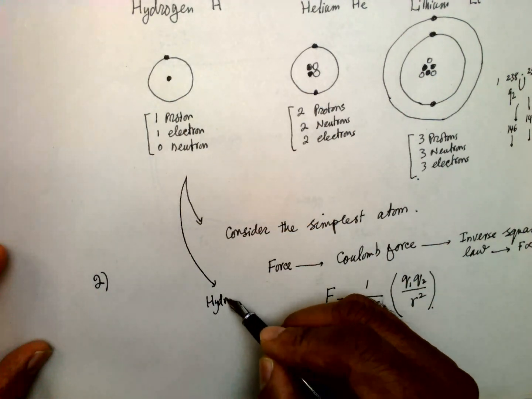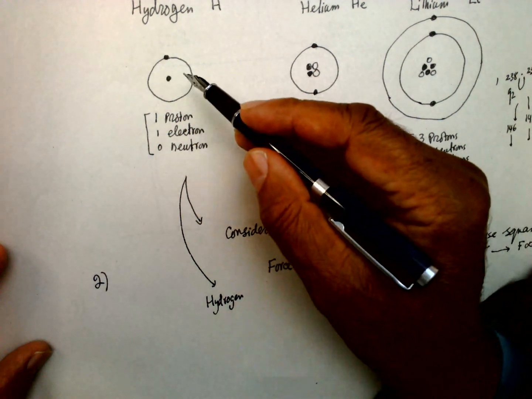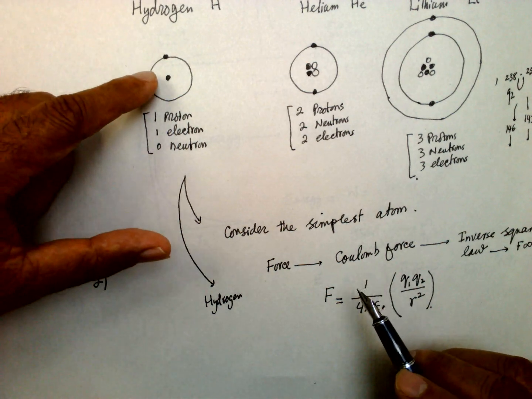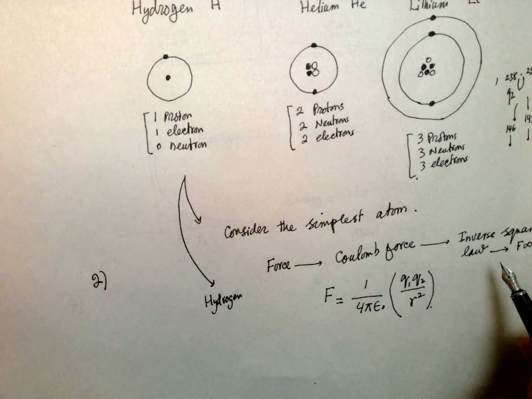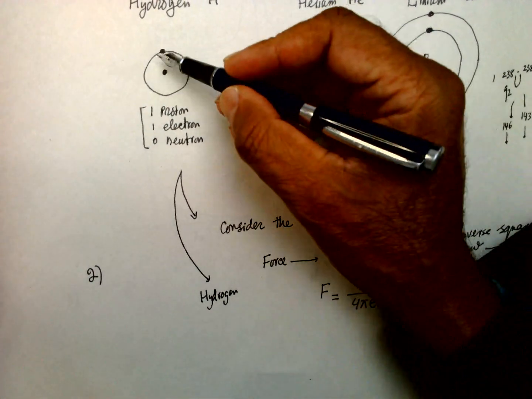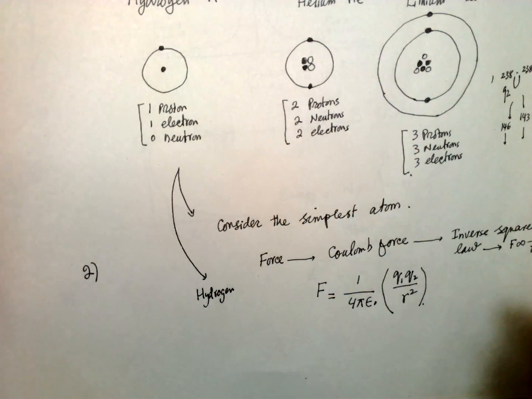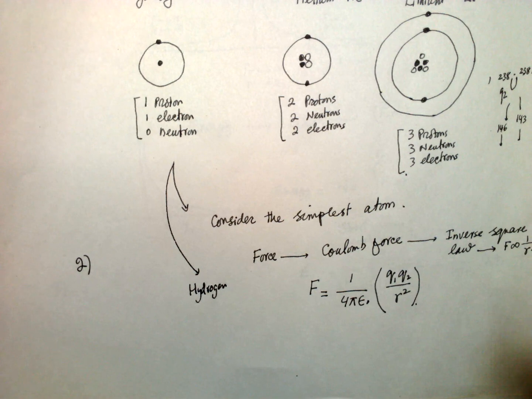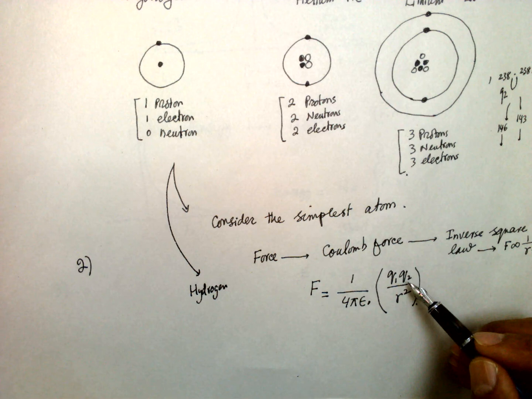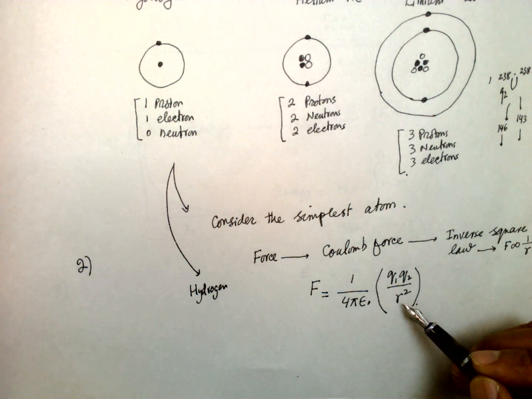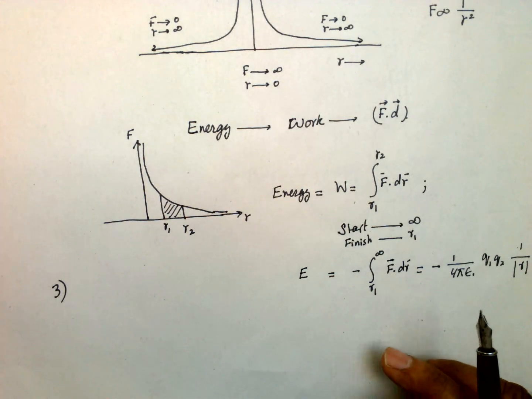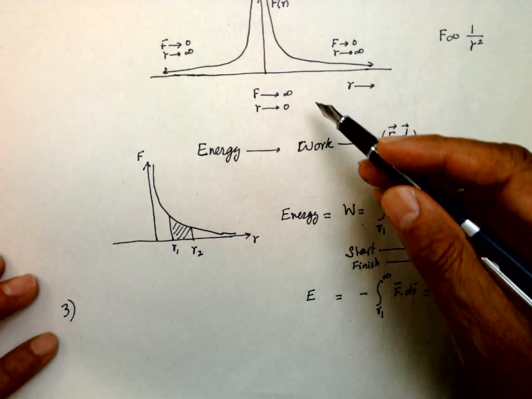It consists of one proton and one electron. So it has only the Coulomb force, which is an inverse square law of force. We are considering classical mechanics. So F is equal to 1 over 4 pi epsilon, Q1 the charge of the nucleus, Q2 the charge of the electron, over R squared, the distance between them. Because of the inverse square law, it is represented like this.